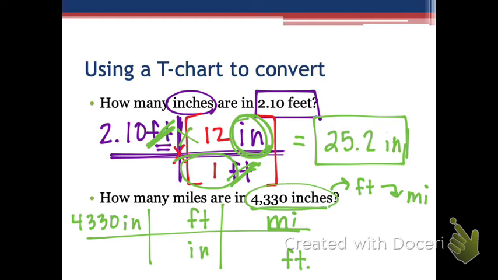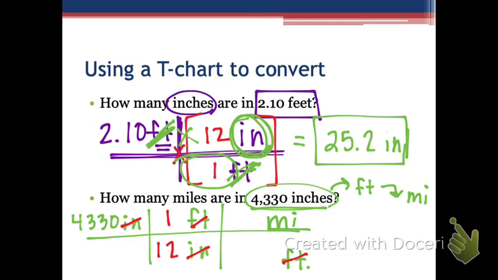So now if I check my units, inches cancels, feet cancels, and I'm left with miles. So my units are good. But now I have to go back in and put my numbers in. Is it easier to say 1 inch is how many feet, or 1 foot is how many inches? We're always going to give the bigger unit the 1. So 1 foot is 12 inches.